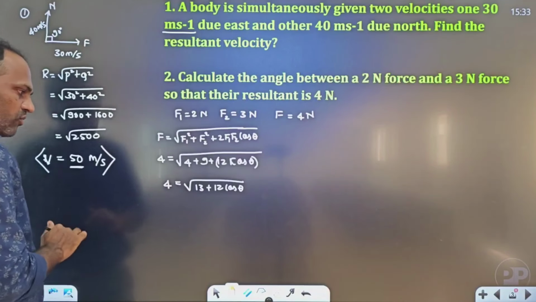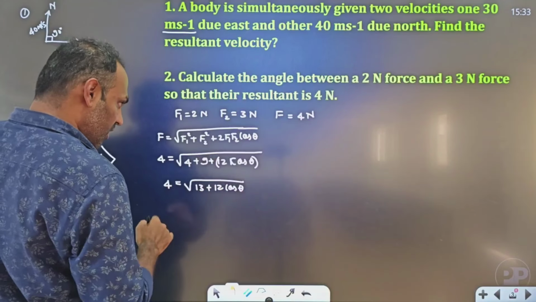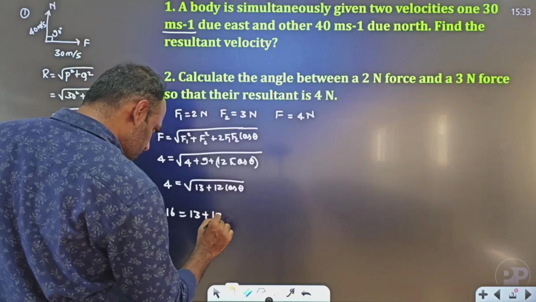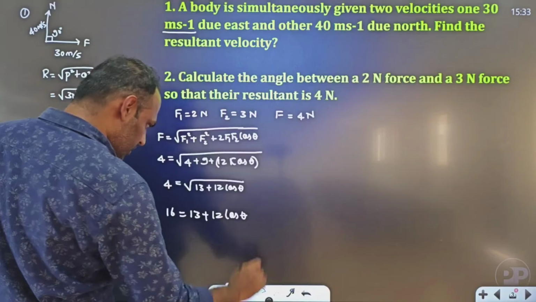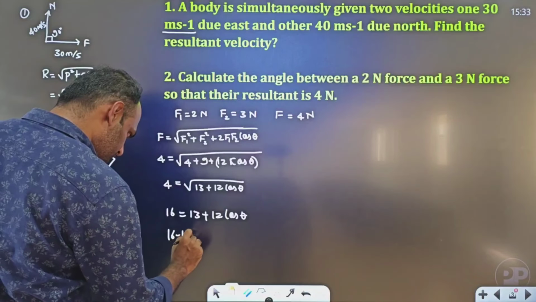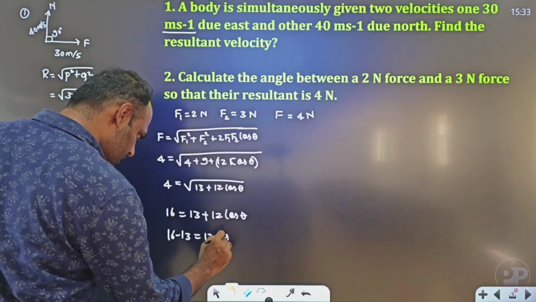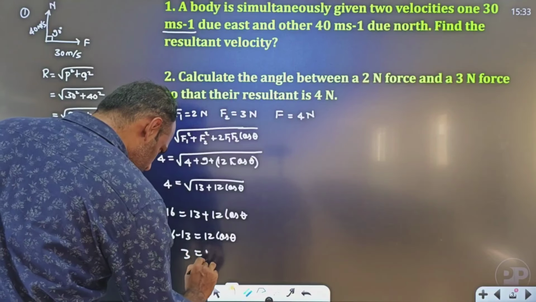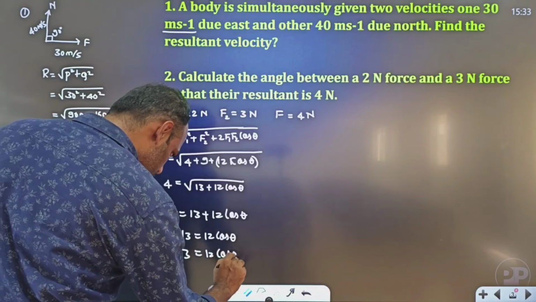Correct? Now square both sides. To remove this square root, square it. If I square both sides, I will get 16 is equal to 13 plus 12 cos theta. Taking 13 to this side, we get 16 minus 13 is equal to 12 cos theta. 16 minus 13 is 3. So 3 is equal to 12 cos theta.